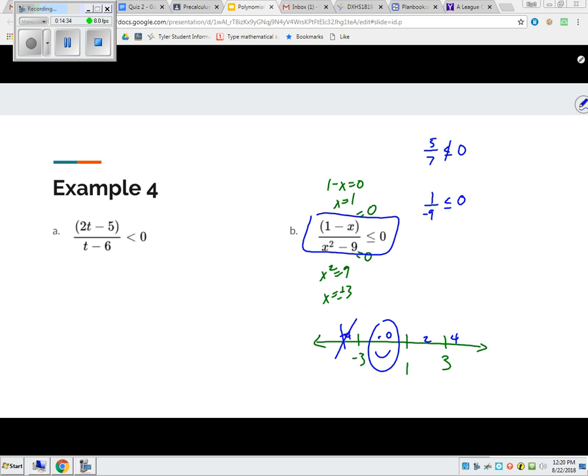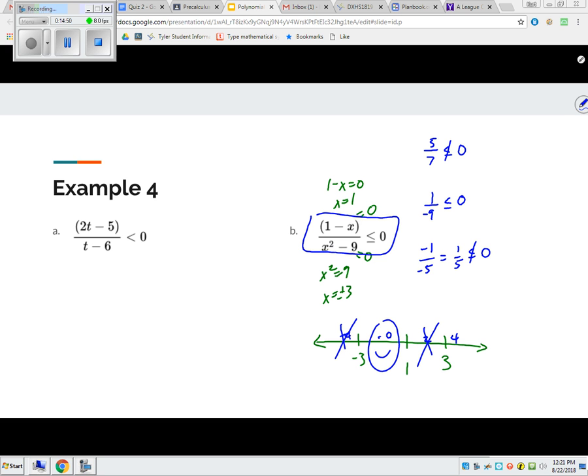Plugging in 2. 1 minus 2 there on top is -1. Plugging in 2 on bottom. 4 minus 9 is -5. Well, that ends up equaling +1/5. That's not greater than or equal to 0. So I don't want that region.